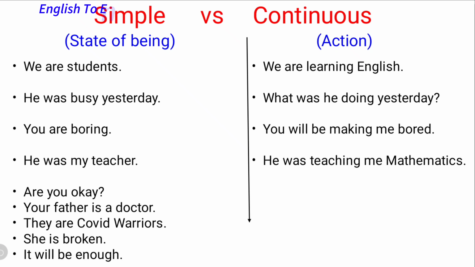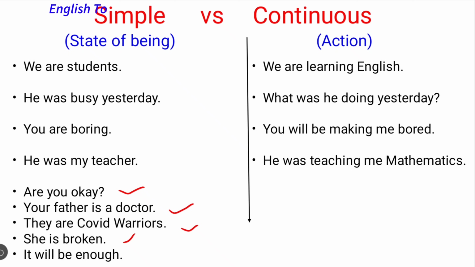Okay, so let's go ahead. Not actually one more, there are more and more examples. Are you okay? Your father is a doctor. They are quite various. She's broken. It will be enough. So these are the examples that define the state of being. If the state of being is definable, it means that it is past, present or future simple tense. But if there is an action that is being done, that is continuous and in progress, that is going on, we have to use continuous tenses, not simple.